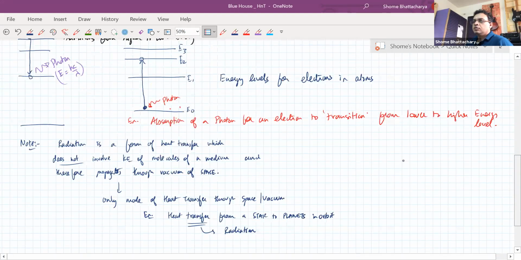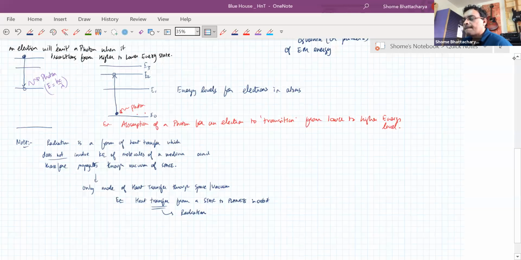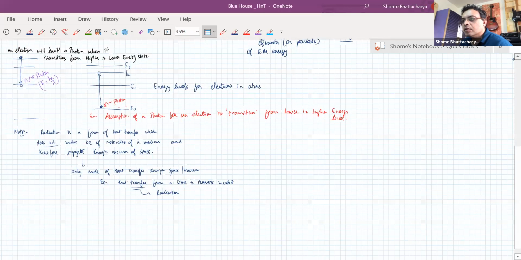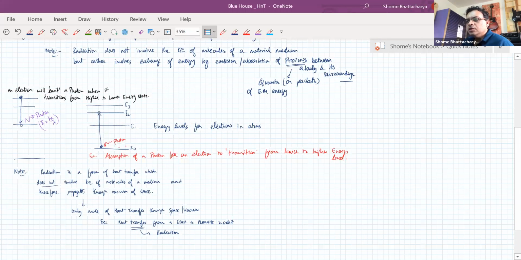What is written after "therefore"? Radiation is a form of heat transfer which does not involve the kinetic energy of molecules of a medium, and therefore propagates through the vacuum of space. Yes, sir.